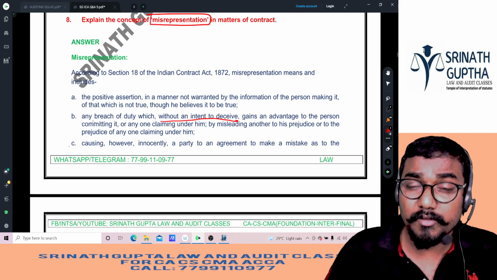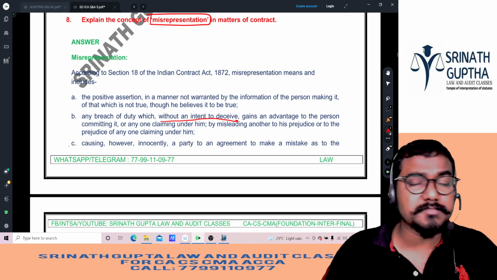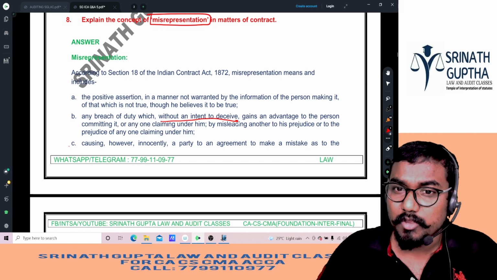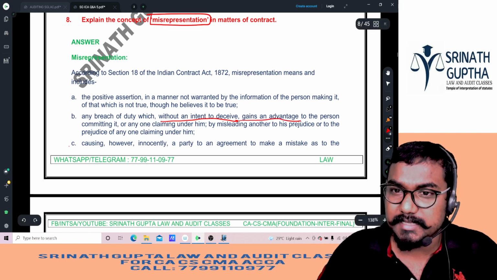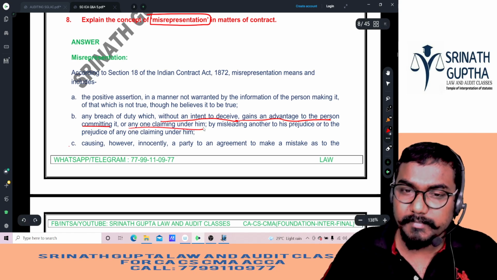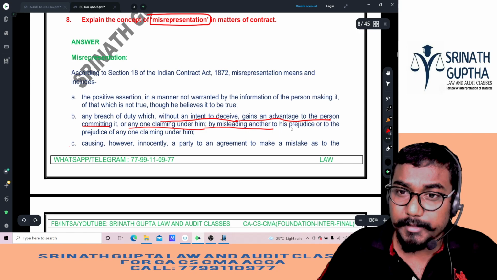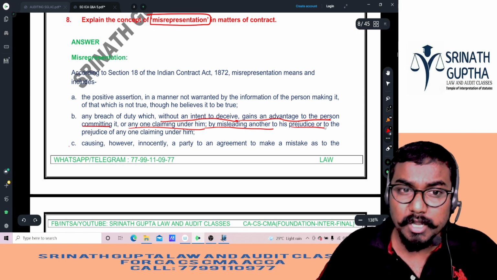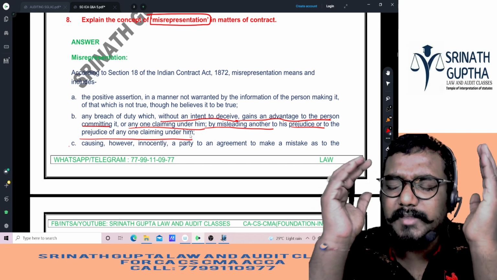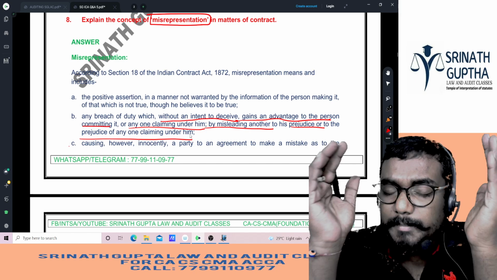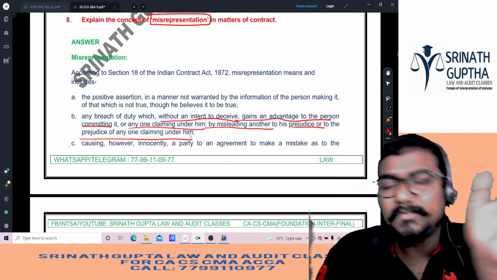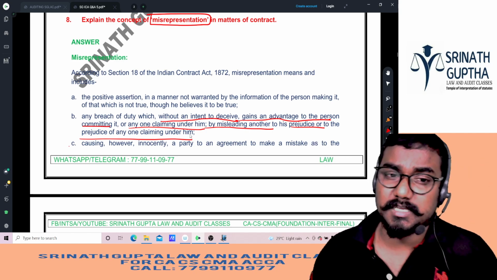So it is not to cheat anyone; I made a mistake but not to cheat. Any breach of duty without any intent to deceive, without intent to gain an advantage to the person committing it, or anyone claiming under him, or by misleading another person to the prejudice of any other person claiming under him. I am giving a wrong statement to Rohit, but my intention is not to deceive Rohit, not to deceive Rohit's agent. It went wrong, but my intention is not to deceive, sir.